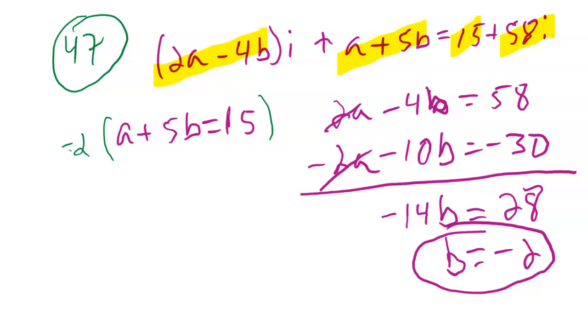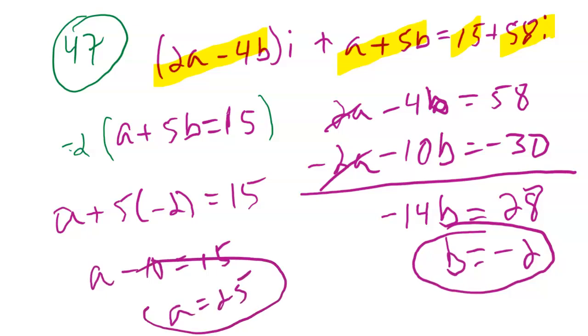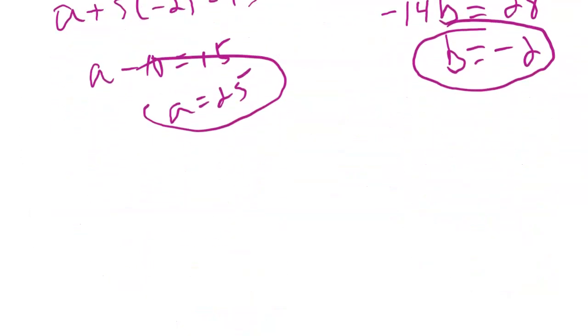Okay, so pick one of the equations. I guess I'll pick this. a plus 5 times -2 is equal to 15. And then you get a minus 10 is equal to 15. So a is equal to 25. And then all good math students check the work. Yeah, sure, it works. I hope. All right, on to the next.